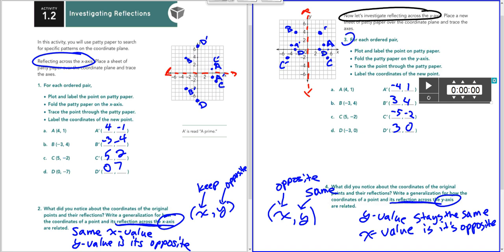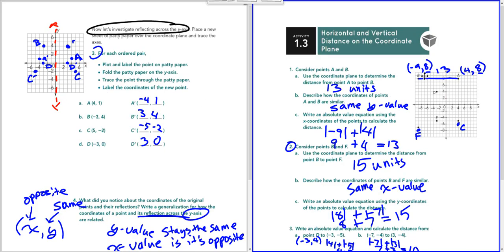Now, distance. On a grid, if we are given a coordinate grid or a graph, we can just count the spaces from B to A. In this case, it's 13. And then as we look at the ordered pairs, we notice that they both have the same y value. Now what we can do here is find the absolute value of the x value in both cases and add them together. So -9, absolute value is 9, absolute value of 4 is 4, so 9 plus 4 is 13, which is the same as the distance of the units.